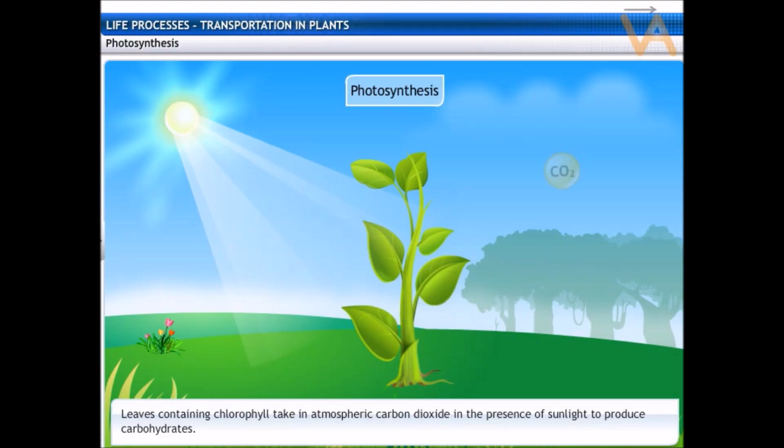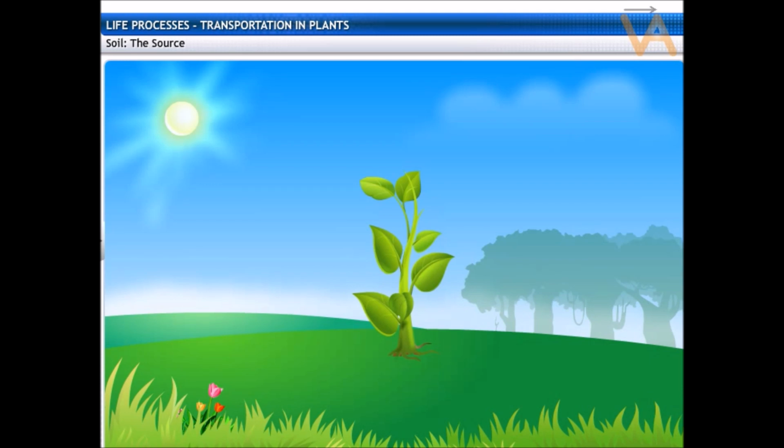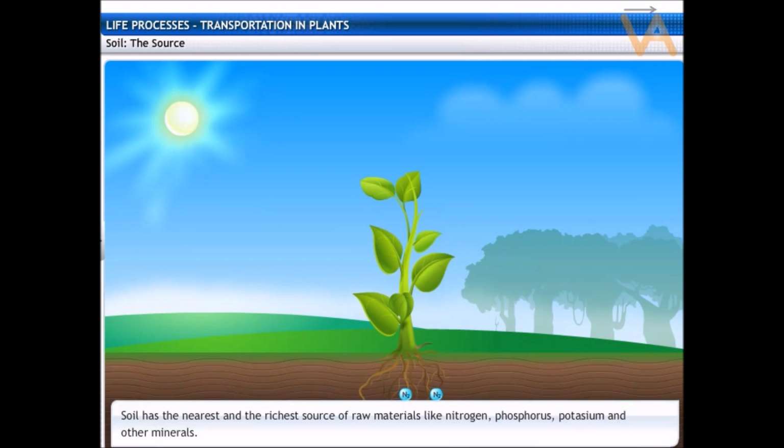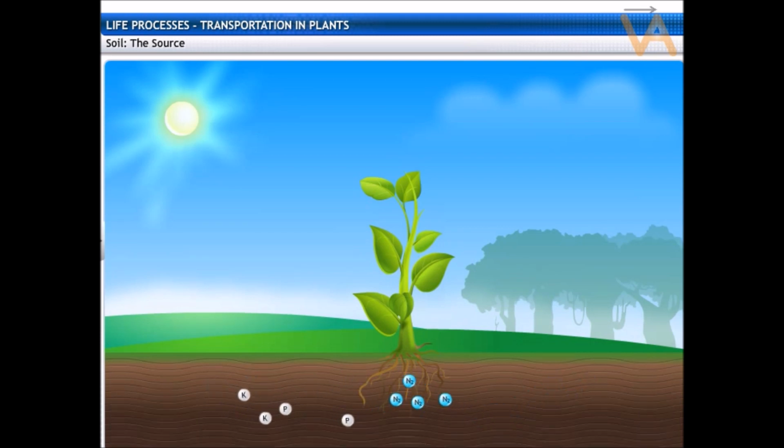Plants use energy from sunlight to fix atmospheric carbon dioxide into carbohydrates. Water and chlorophyll are required as raw materials, and oxygen is released as the byproduct. Plants also need raw materials that come from the soil. Soil is the richest source of raw materials like nitrogen, phosphorus, potassium, and other minerals. The absorption of these substances occurs through the roots.